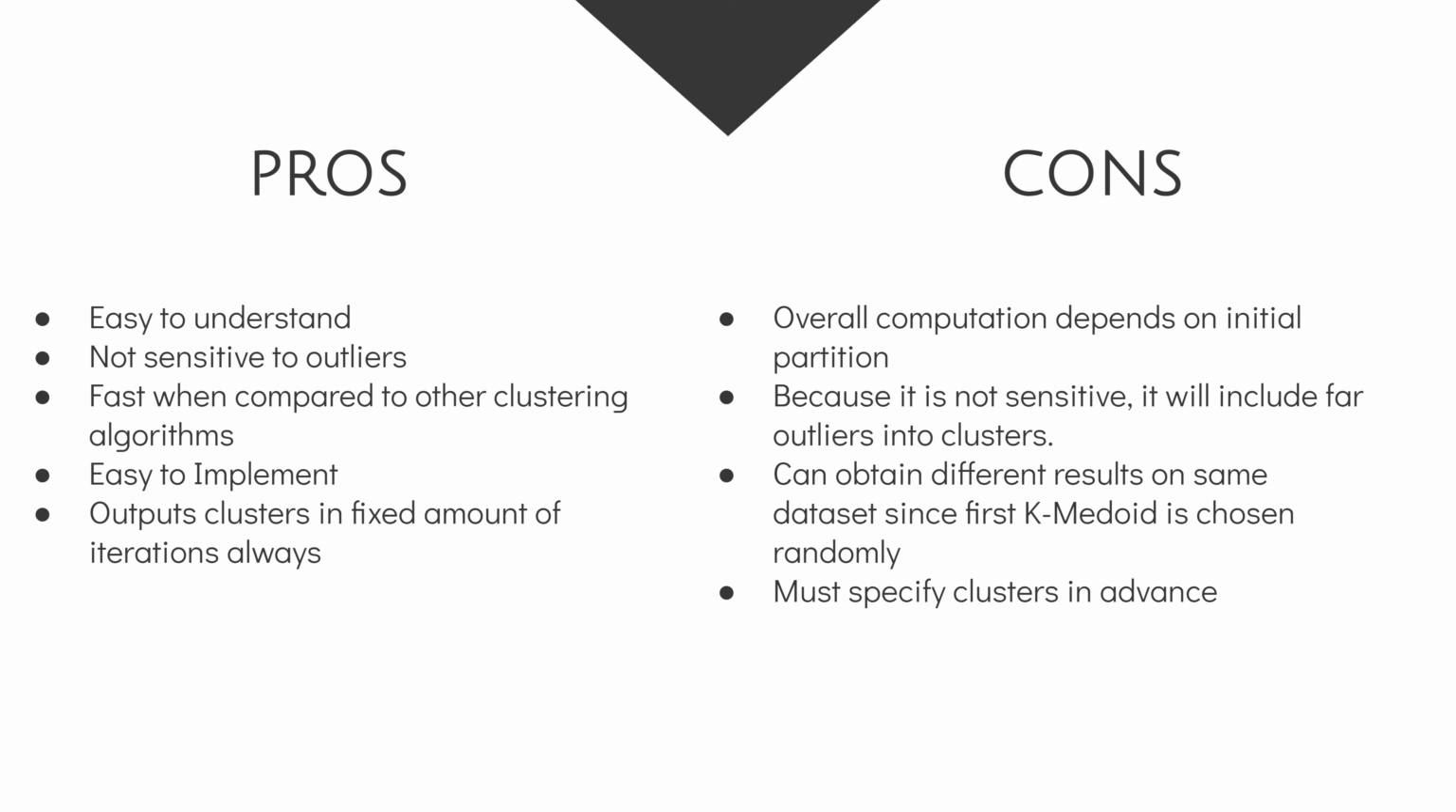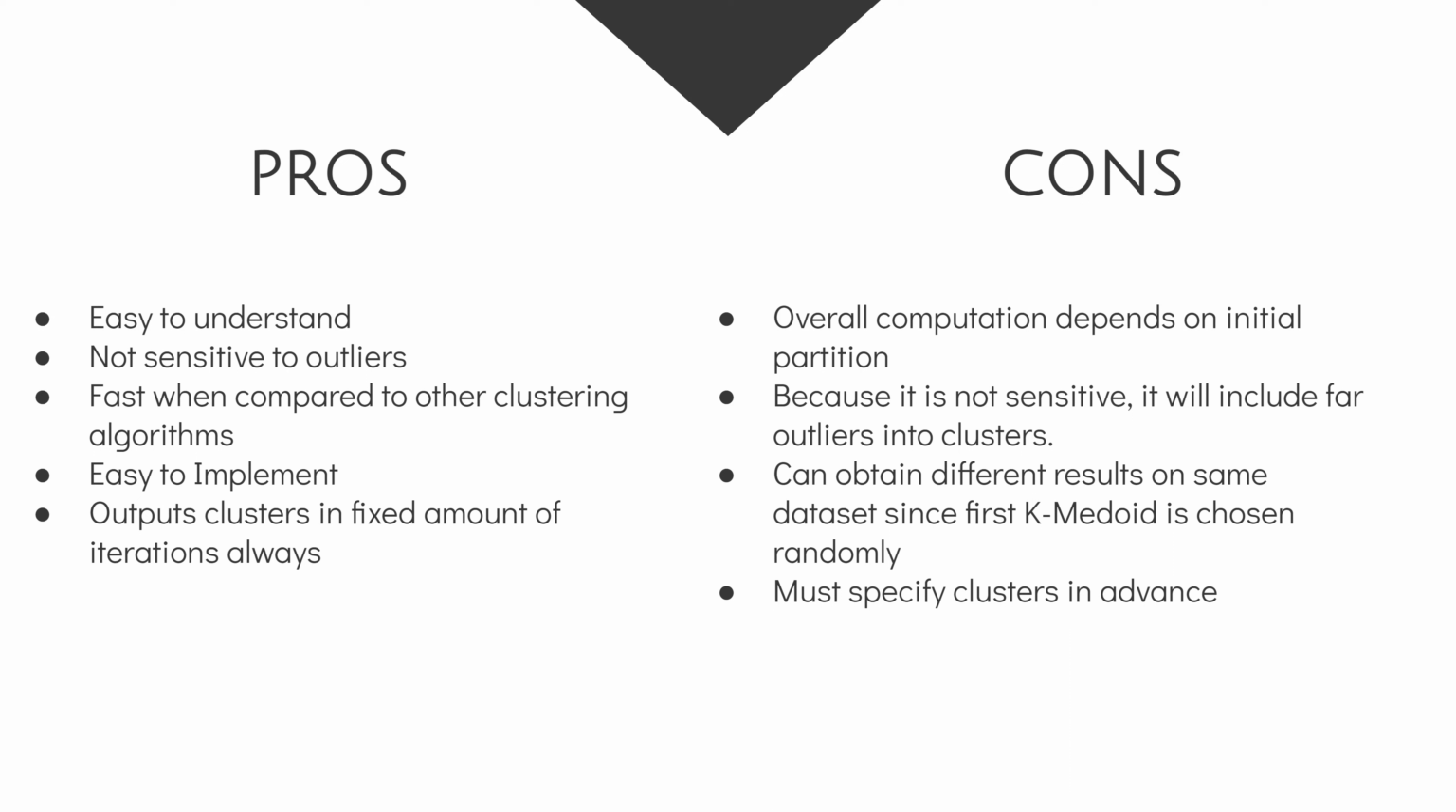a big pro is because the K-means algorithm is the sum of all of the means of all of the points. So when there are outliers in K-means, that will affect where the centroid gets placed, and so that can affect where the cluster is formed. And that is very important because that means that noise can very heavily affect K-means. But that's not an issue with K-Medoids since we don't use sums. We simply only look at the distance. Another pro, it's very fast when compared to other clustering algorithms. It's very easy to implement and it outputs clusters in a fixed amount of iterations always.